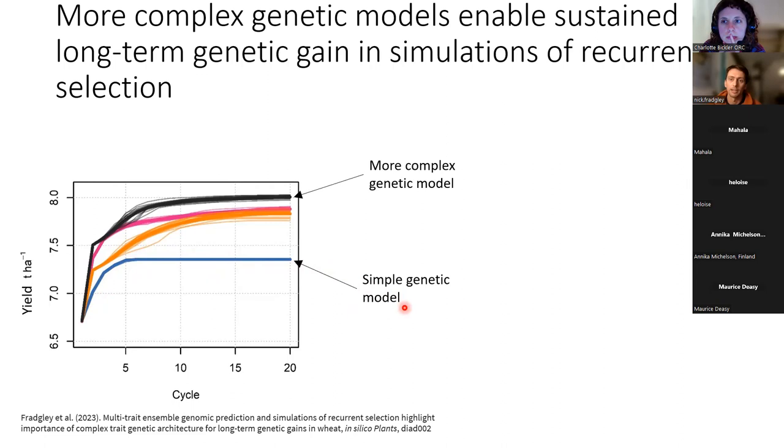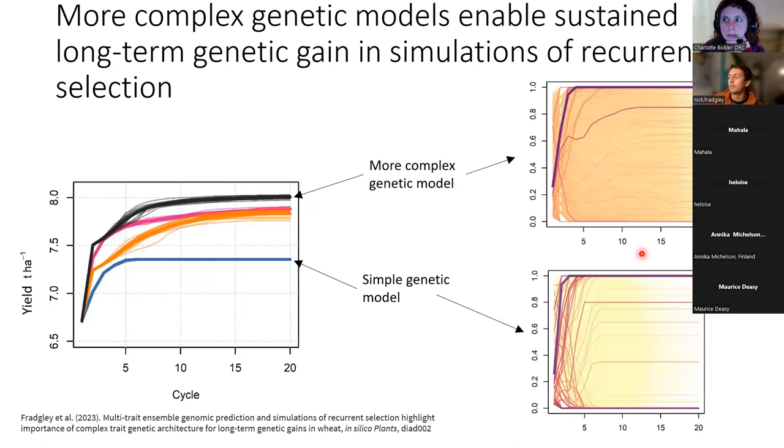And you can see that things plateau quite quickly. You run out of diversity and you get stuck. You don't get any more progress after only a few cycles of selection. But if you assume that the genetic model is more complex and there are more interactions between the genes, and they're working synergistically in complex networks, you see that there's much more potential for progress to be made.